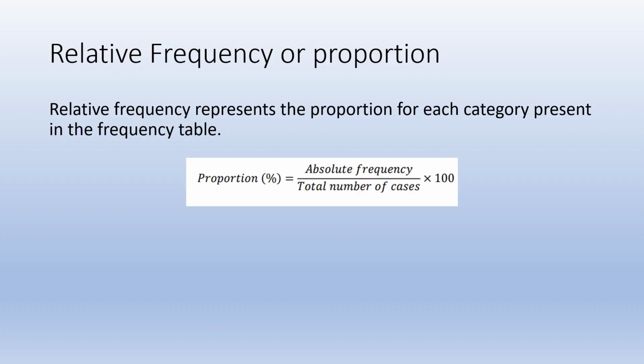Relative frequency or proportion. Relative frequency represents the proportion for each category present in the frequency table. Proportion equals absolute frequency divided by total number of cases, multiplied by 100. Relative frequency represents the proportion or percentage of each category. It is calculated as the frequency divided by the total number of observations.